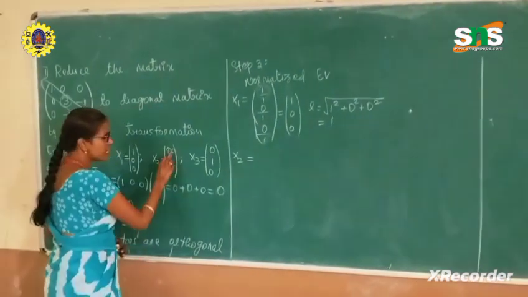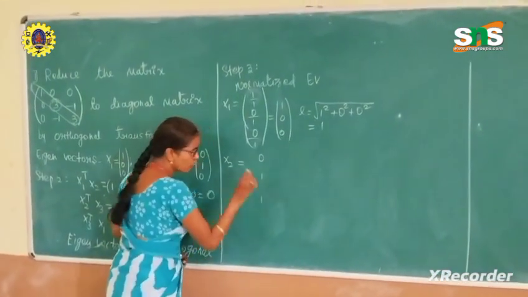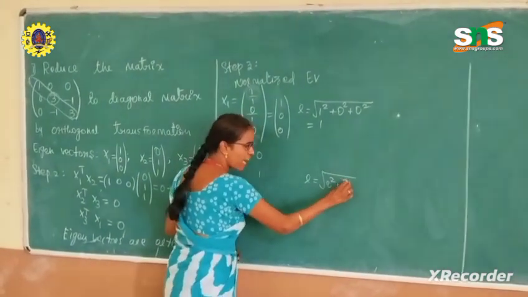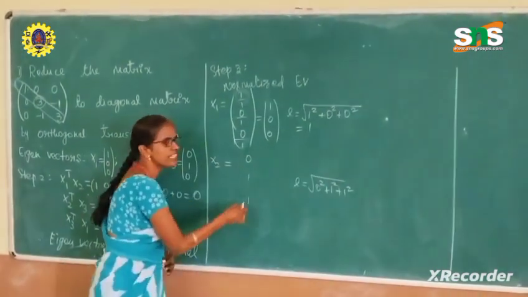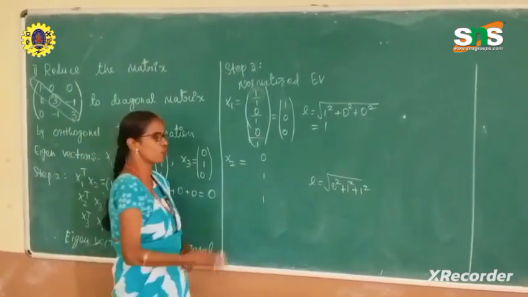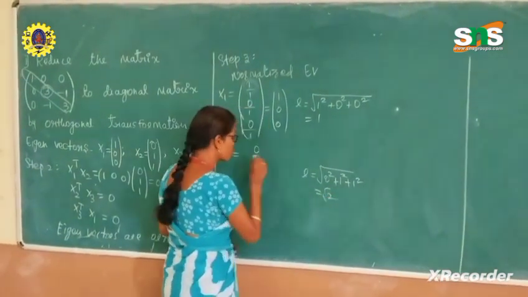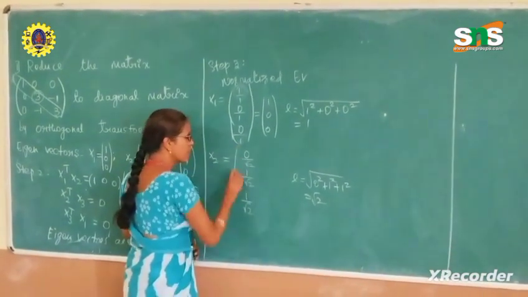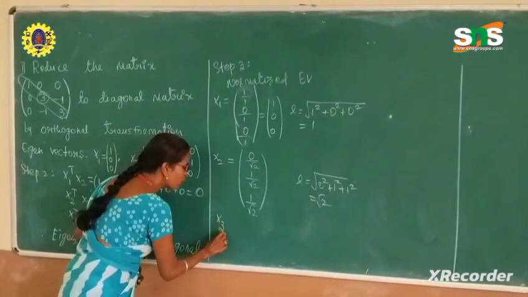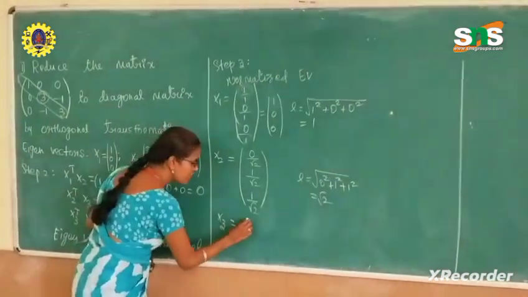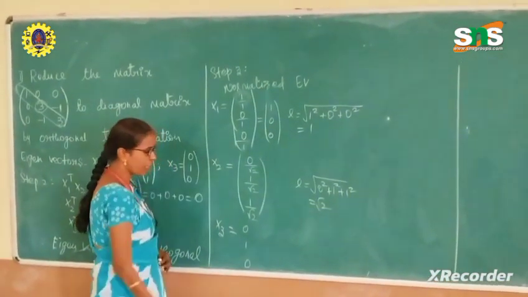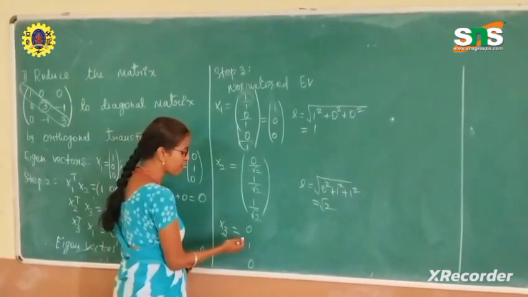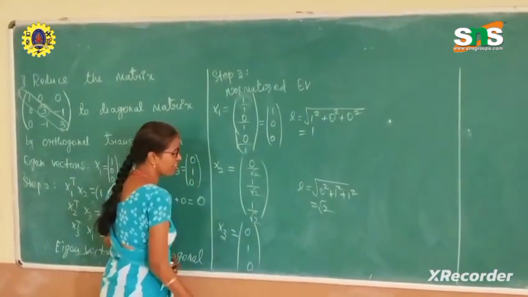Now x2 is 0 1 1. What is the value? 0 square, 1 square, and again 1 square. You square all the elements, find the sum, and finally take the root, which is root 2. So we divide each element by root 2. This is called the normalized eigenvector. Now x3 is 0 1 0. You find the squares, the sum, and take the root in the final step, which gives the same vector.